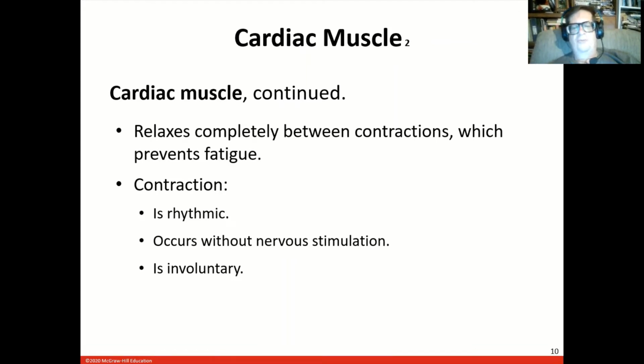But occurs without nervous stimulation. It would have been better to say it can occur without nervous stimulation. The fact of the matter is that we actually do control the speed of the heart with signals that are sent via nerves. The vagus nerve, if it stimulates the heart, it will slow the heart down, for example.